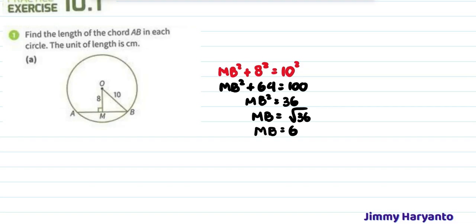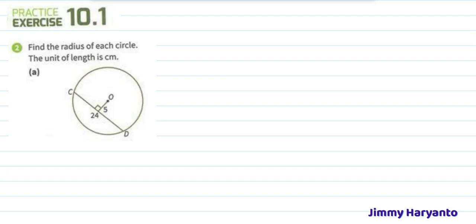So we already have NB, which is 6. So this one is 6. That means this one is also 6, because the chord is divided into two parts equally. So the length of the chord AB equals 12. So AB equals 12 centimeters.